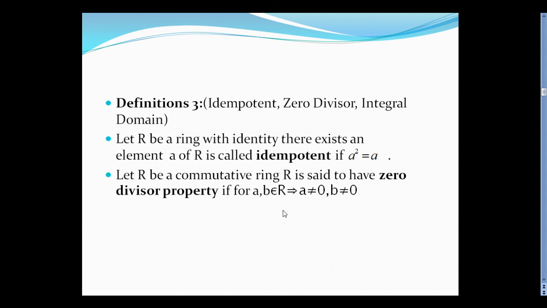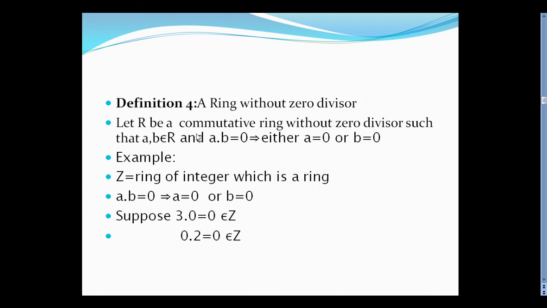A dot B is equal to 0, which implies that A equal to 0 or B equal to 0. Here R is a commutative ring without zero divisor. We say A dot B equal to 0 means either A equal to 0 or B equal to 0. This is without zero divisor.